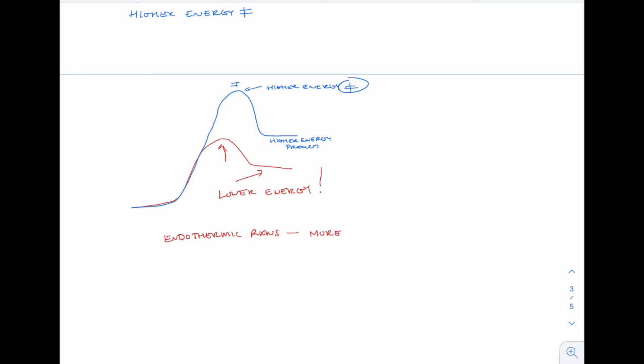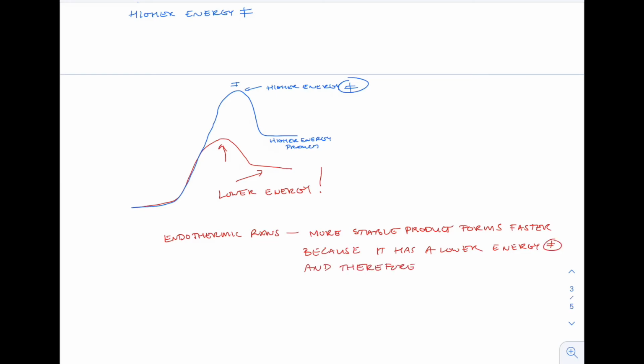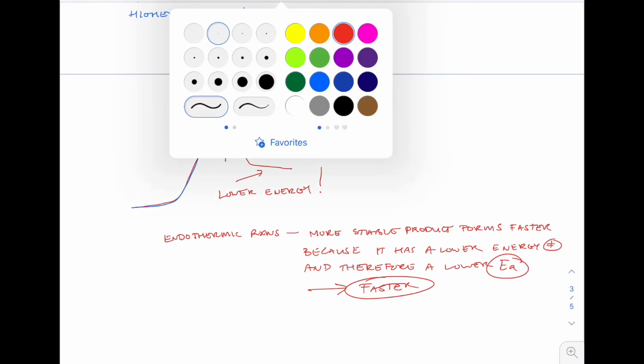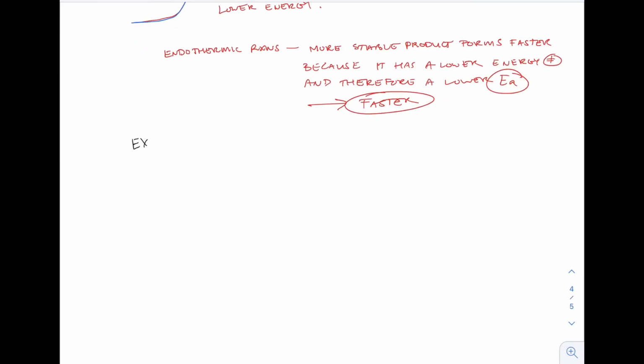So in endothermic reactions, the more stable product forms faster. And that's because it has a lower energy transition state, okay, and therefore a lower activation energy, Ea. And there you have it. We've tied everything all together. That makes it a faster reaction. Okay? So that's for endothermic reactions specifically.